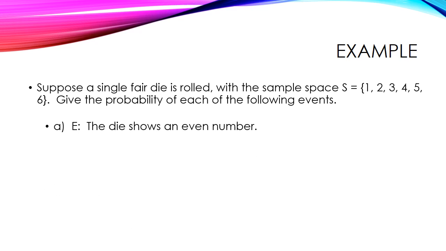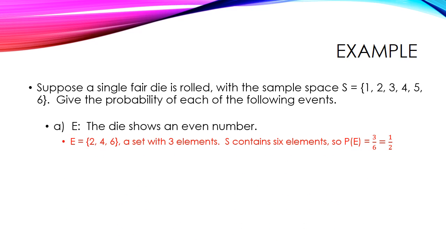All right, as we go through these, pause the recording and give each a try, and then resume the recording to check your answer. What's the probability the die shows an even number? Well, even numbers would be 2, 4, and 6, which is three possibilities. The sample space has 6 elements, so 3 over 6, or 1 half.